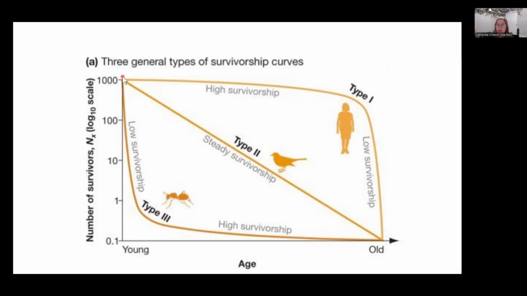This is the opposite for ants. Ants have a hard time making it to youth, but once they make it, they live a long time. Their chances of dying are higher when they are younger. So that is the type 3 survivorship curve. For a bird, there tends to be a steady chance of surviving its entire life. And so it is a type 2 survivorship curve, which is pretty much a straight line. You have an equal chance of dying at any time in your lifespan.